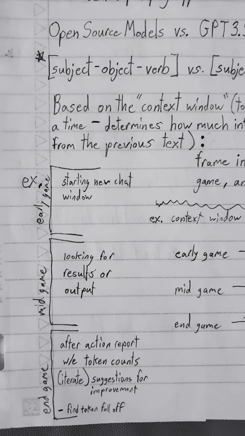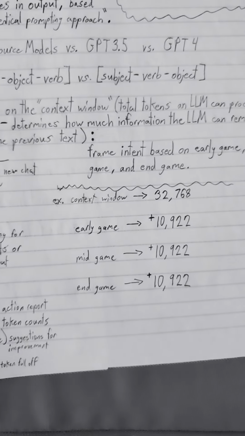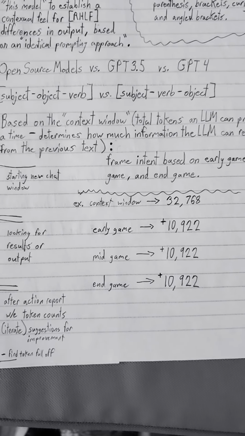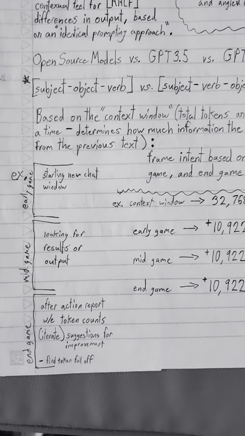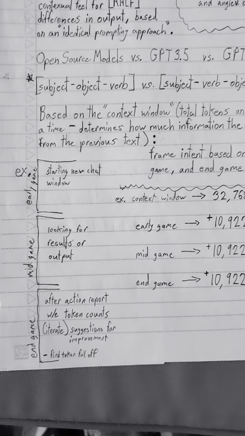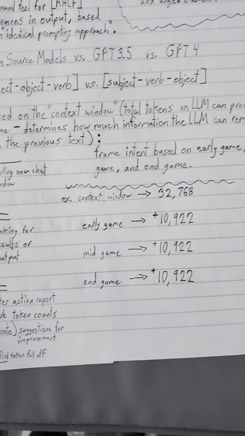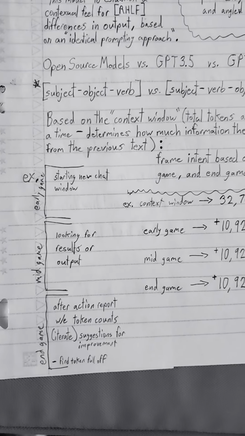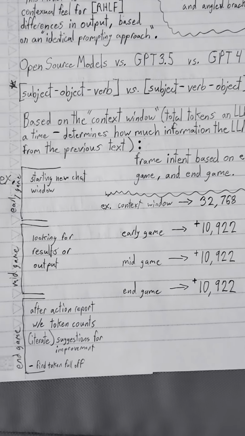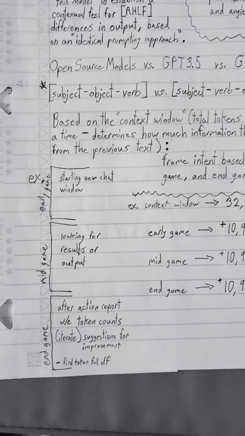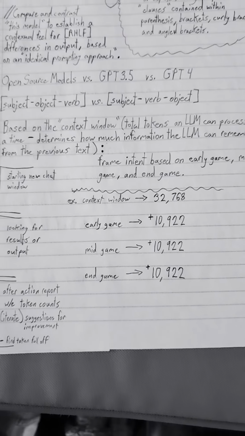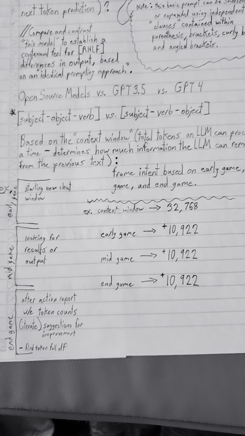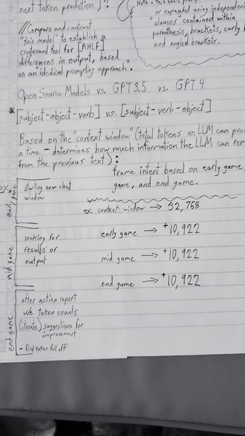First, when you're starting a new chat, that's early game. For when the context window was about 32,000, that would be about 11,000 tokens. And that's when you're starting a new chat window. You're in early game in between those first 10,000, 11,000 tokens. And then you're in mid-game when you're looking for outputs or results. That's in terms of the context window that you can expect. Mid-game was that second 1/3, 10,000 to 11,000 tokens.